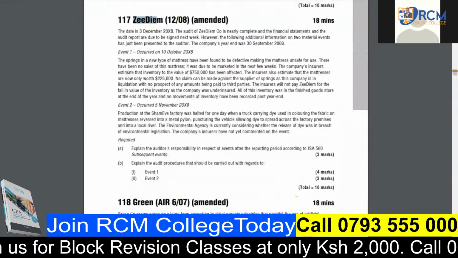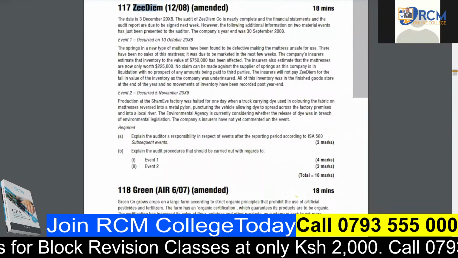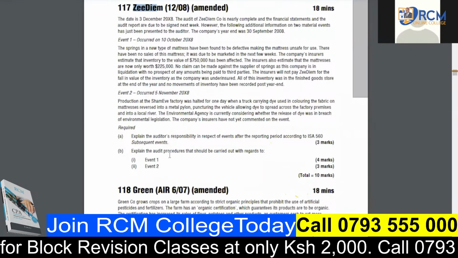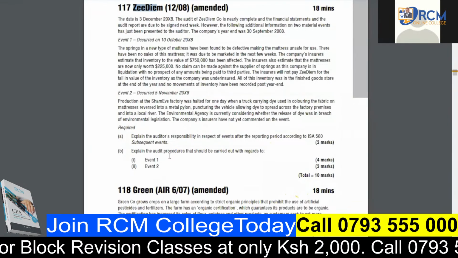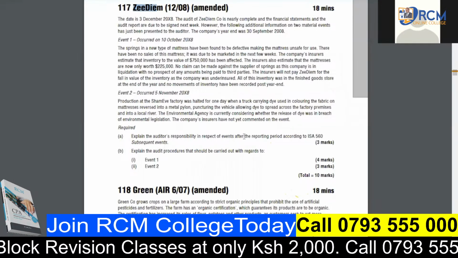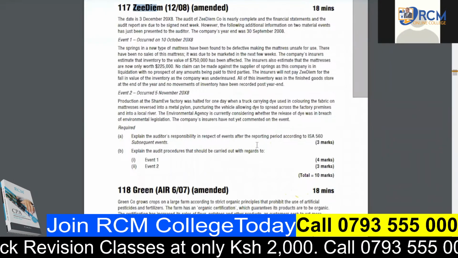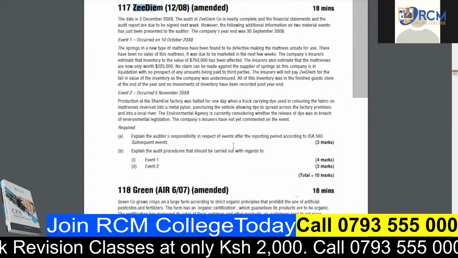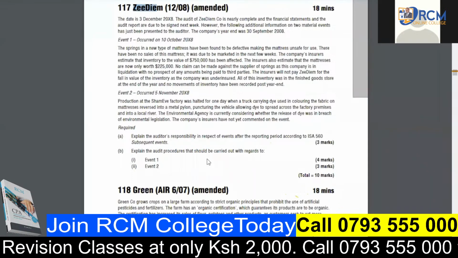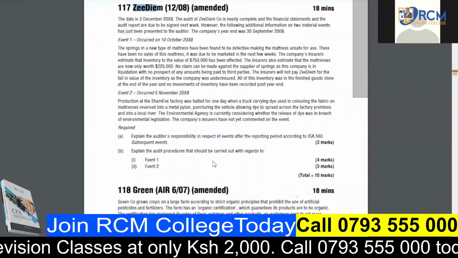Great. So they have given us very good things here, touching on the subsequent events, and of course our reports. They want us to explain the auditor's responsibility in respect of events after the reporting period, according to ISA 560 subsequent events. Explain the audit procedures that should be carried out with regards to event 1 and event 2.